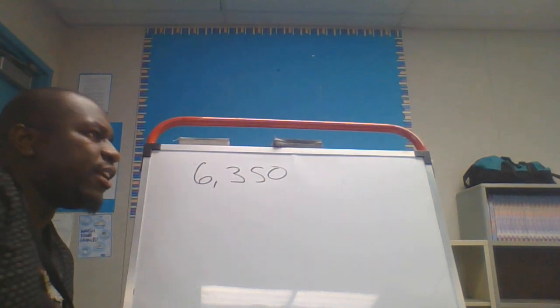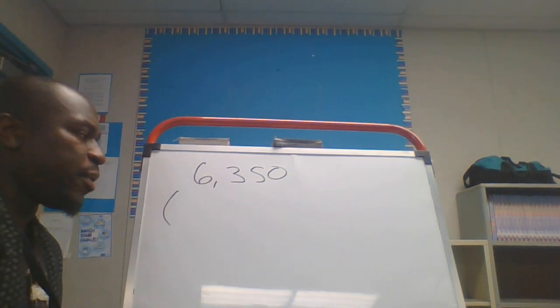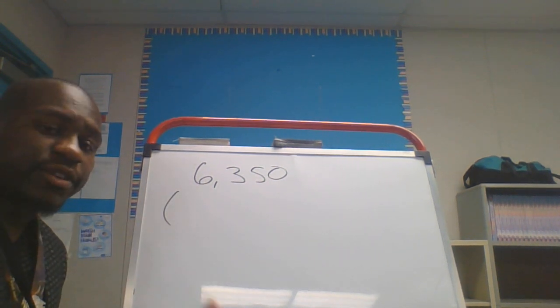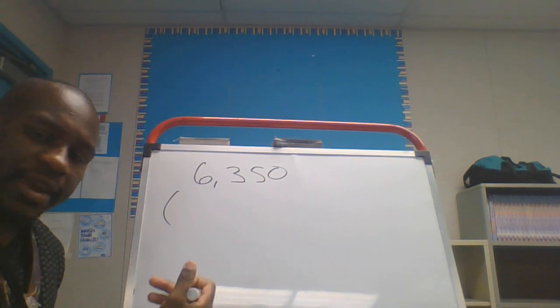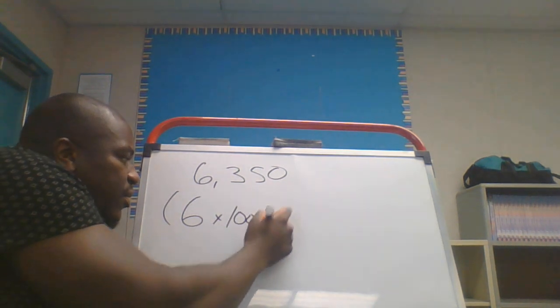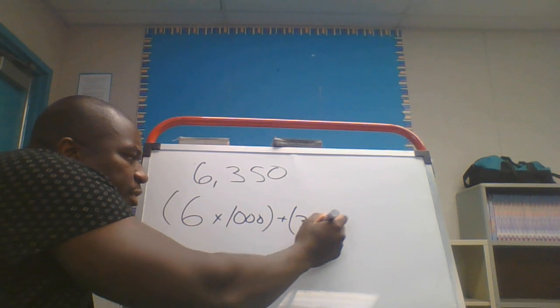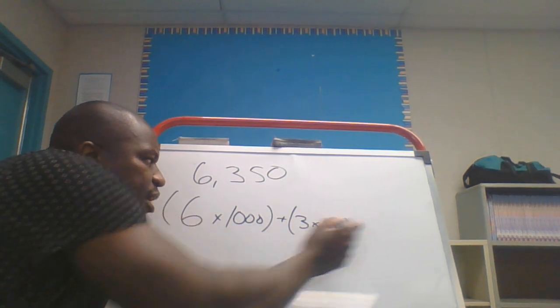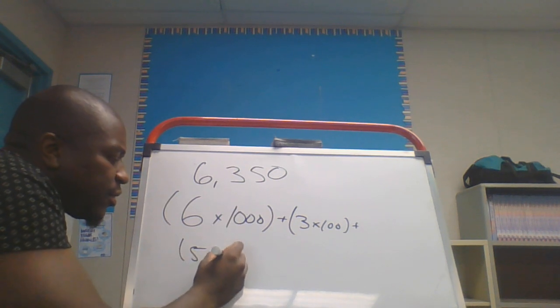So if I have 6,350, if I need to expand that out, this 6 is in the thousands place. Well, actually, go ahead and try it first. Then I'll go over it. So pause it. Try it. All right, now we're back. So this 6 is in the thousands place. Then this 3 is in the hundreds place, so it's going to be 3 times 100, plus this 5 is in the tens place. So we're going to do that.